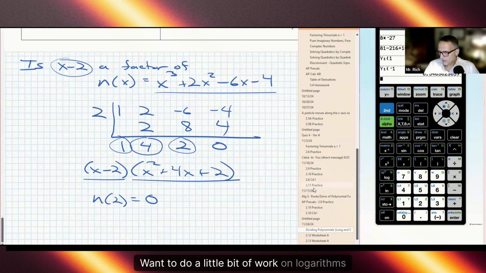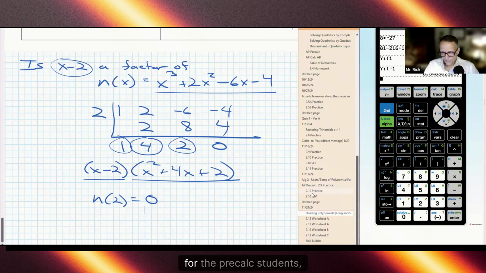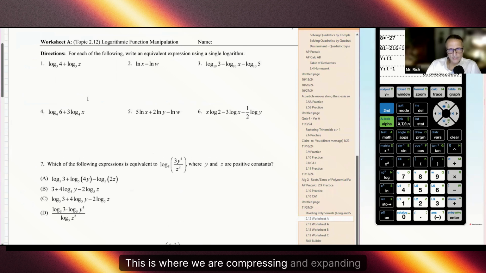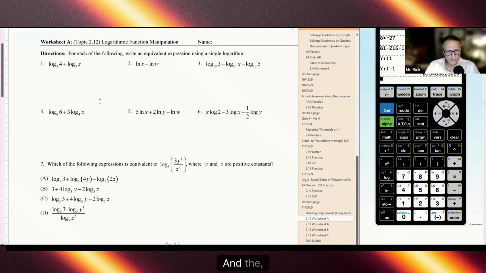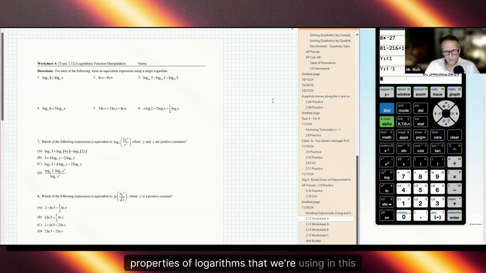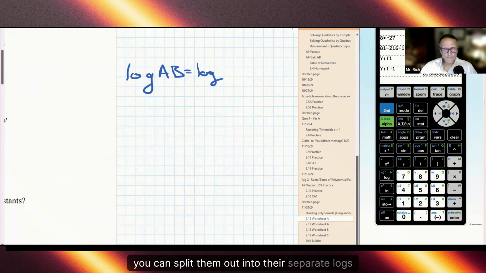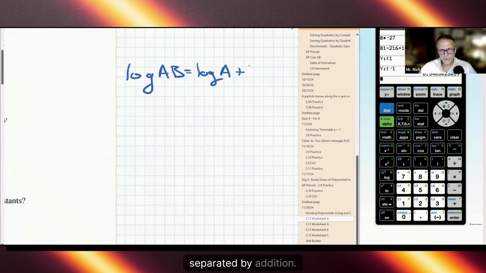Want to do a little bit of work on logarithms for the pre-calc students, because you are into logarithms. Most of you are already into lesson 2.12, which is logarithmic function manipulation. This is where we are compressing and expanding logarithms. And the properties of logarithms that we're using in this unit are the following: if you have the log of two or more things multiplied, you can split them out into their separate logs, separated by addition. So it would end up looking like that.